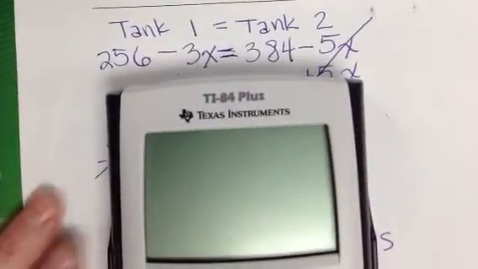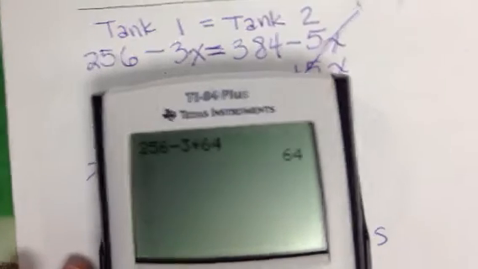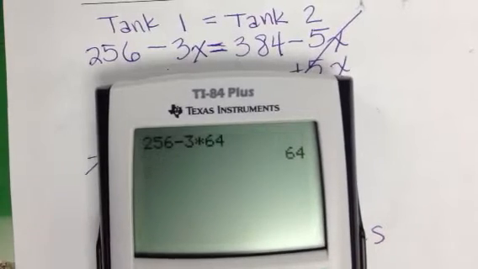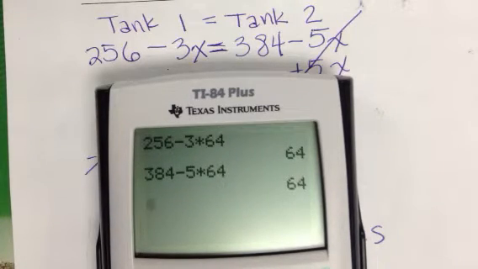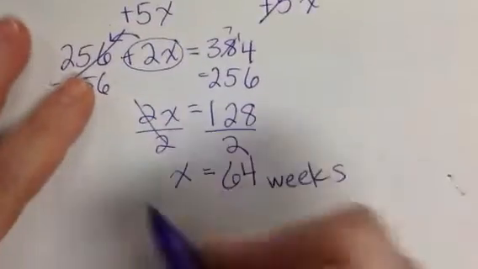It's very easy to check. I'm going to take that 64 and put it in here to verify my answer. What did I say, 64? Okay, well that's weird. 384 minus 5 times 64. Well, that's magical. I get 64 on both sides, so it checked out. I know I'm good. I know I'm going to get it right.